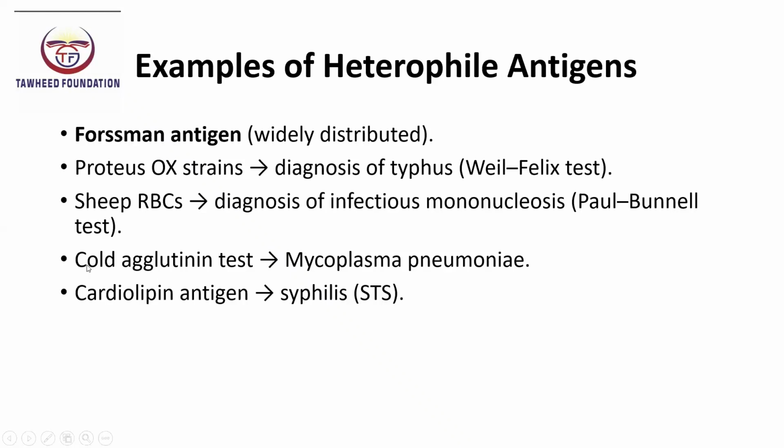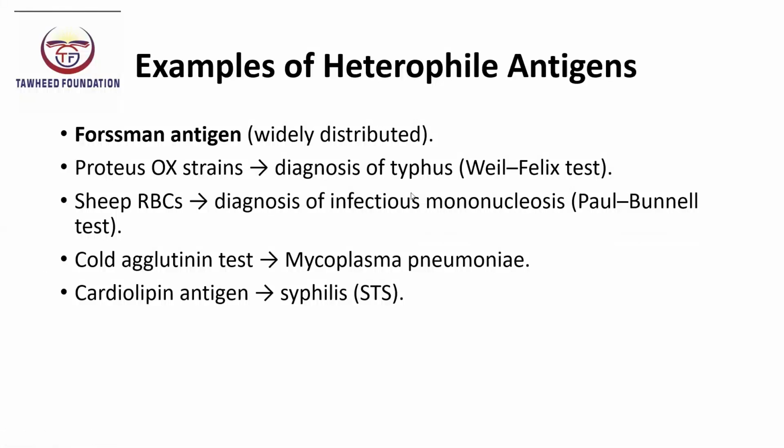Another example is the cold agglutinin test, which is used to identify infection caused by mycoplasma pneumonia. Infected individuals produce antibodies that bind to RBCs at low temperatures, causing them to agglutinate. Lastly, the cardiolipin antigen is used in the serological test for syphilis, that is STS. This test detects antibodies against cardiolipin, a lipid component that cross-reacts with Treponema pallidum infection.